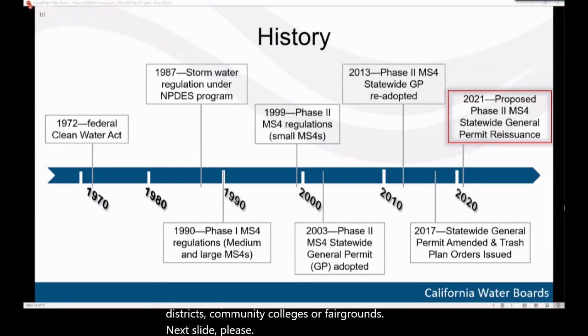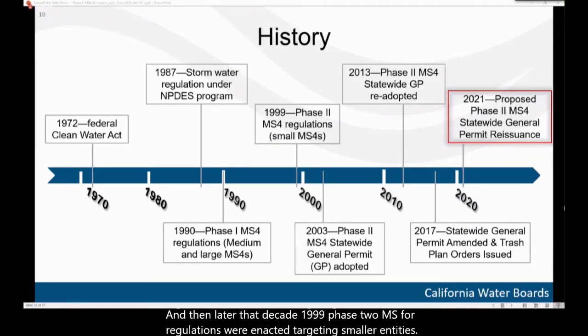A bird's eye view of the history of stormwater regulation: back in 1972, the Federal Clean Water Act was amended, and the NPDES program was born. In 1987, stormwater regulation was identified as an important water quality issue that needed to be regulated under the NPDES program. Three years later, in 1990, they began regulating the largest entities, with Phase 1 MS4 regulations covering medium and large MS4s. Later that decade, in 1999, Phase 2 MS4 regulations were enacted, targeting smaller entities.